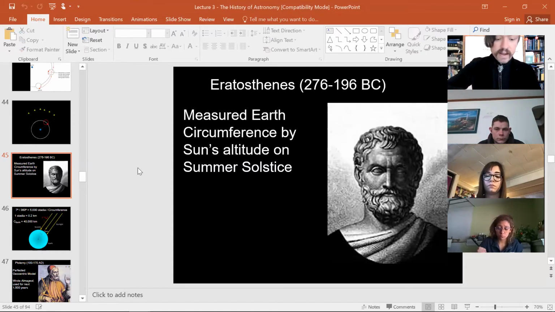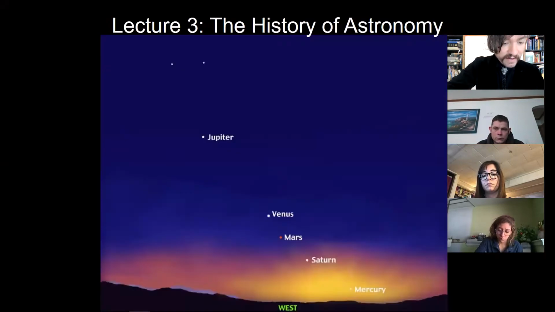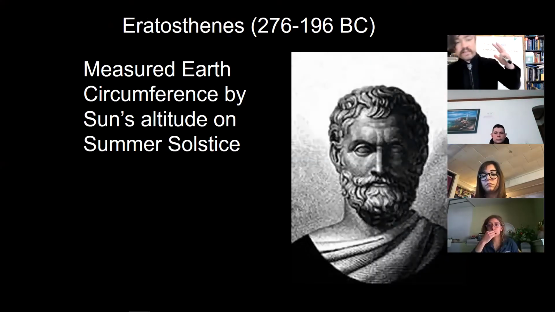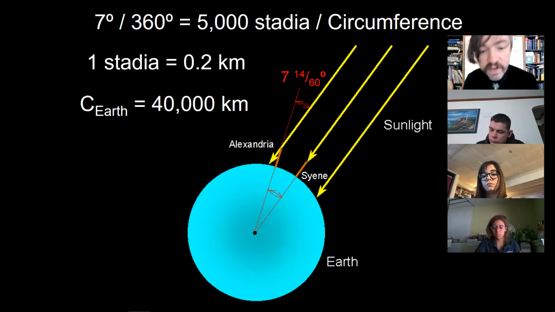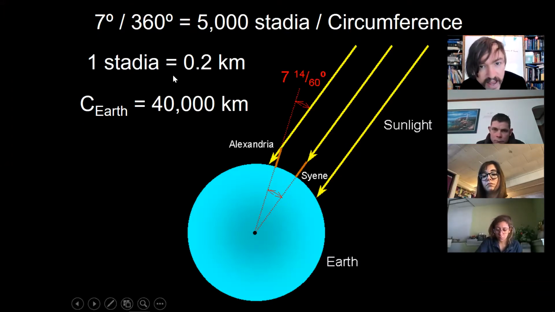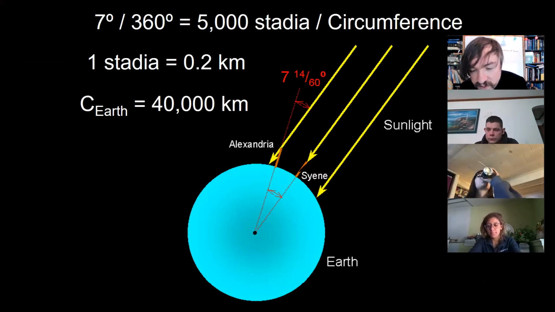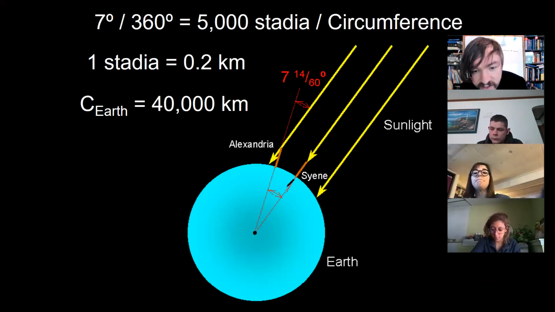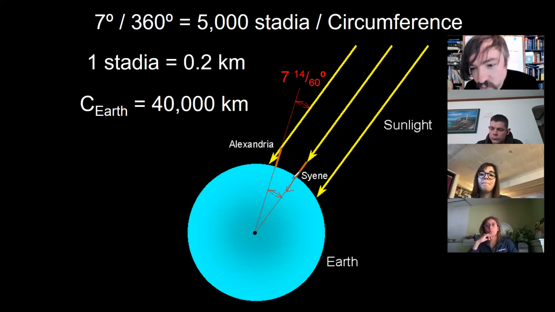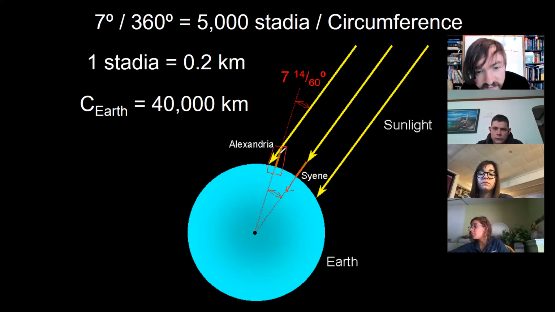He was around 200 before Common Era. And famously, he had grown up in a city called Syene, which was located south of the city of Alexandria. And he remembered that when he was a boy, on the day of the summer solstice, when the sun was as high in the sky as it could get, he was able to see the water at the bottom of the town well.